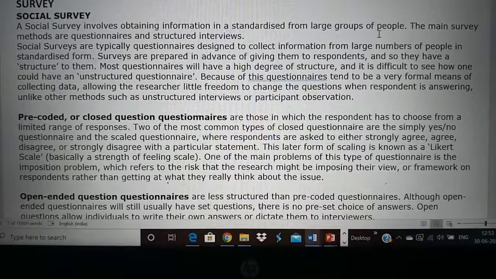Same way, if you want to ask about the behavior of the person or the feeling of a person, then you use a Likert scale. Okay, Likert scale has 3 or 4 answers. It can be either agree, disagree, that is 2 scales, or you can say strongly agree, agree, disagree, strongly disagree, so that is 4. Like that you can divide the Likert scale.